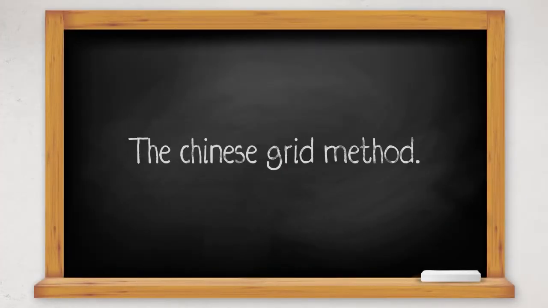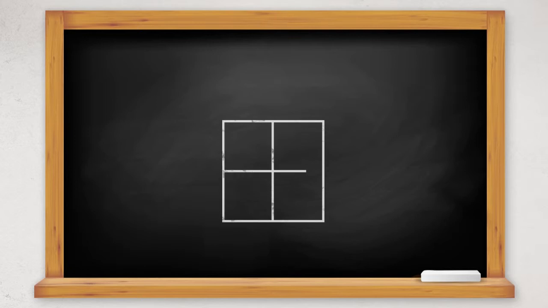Chinese grid method. With the Chinese grid method, we introduce some additional lines. We still do a 2 by 2 grid because we have 2 digits multiplied by 2 digits in our calculation. With this method, we need to break up each small square in the grid diagonally from top right to bottom left, like this. So each small square is split into 2 parts, like this.